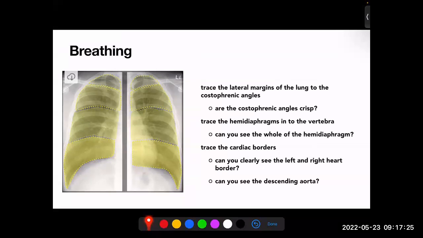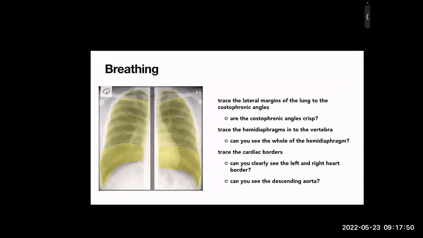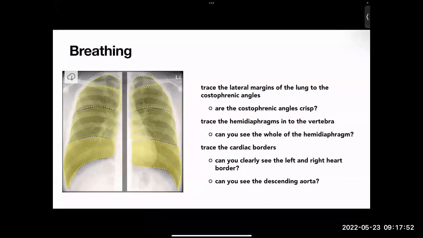Again, when you're looking at the lung, you look at the margins of the lungs, you look at the costophrenic angles we've talked about up here. You look at the hemidiaphragms. Are they symmetrical? You trace the cardiac borders. Are they normal? Can you see the descending aorta? I am not seeing it. I am not going to bother myself seeing it. If you are one of those people who want to see it, she does that.